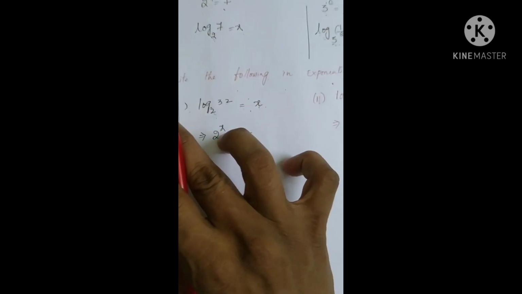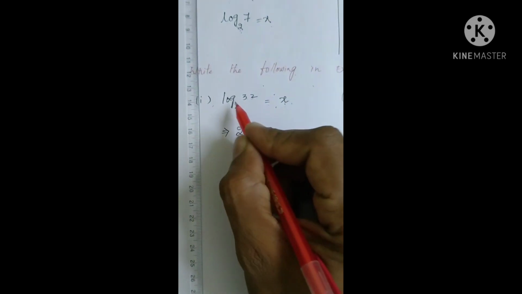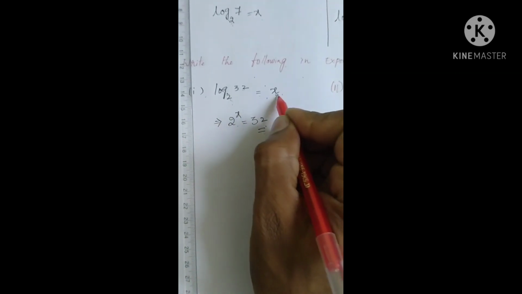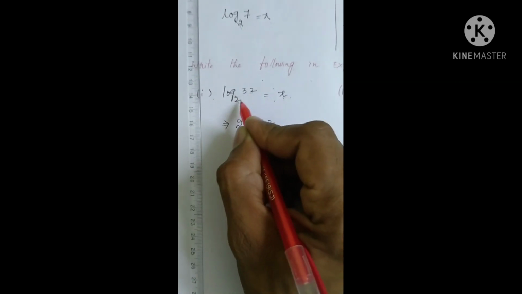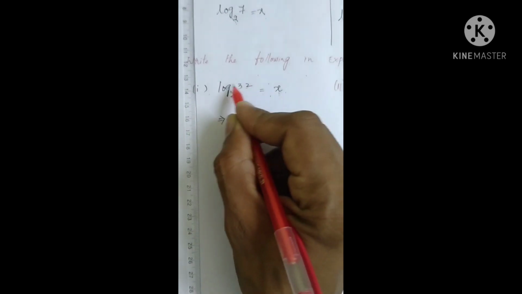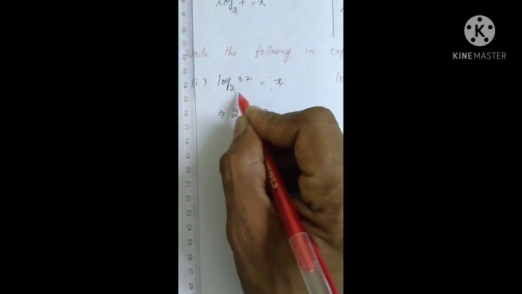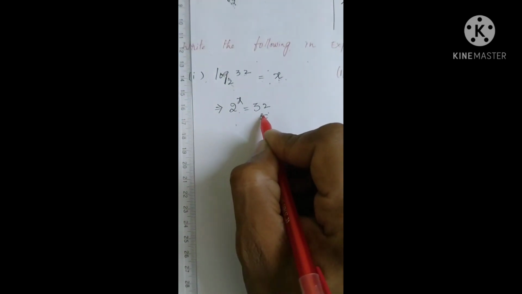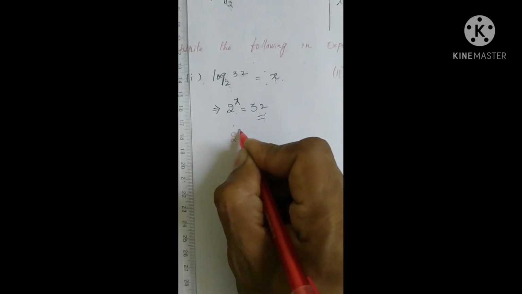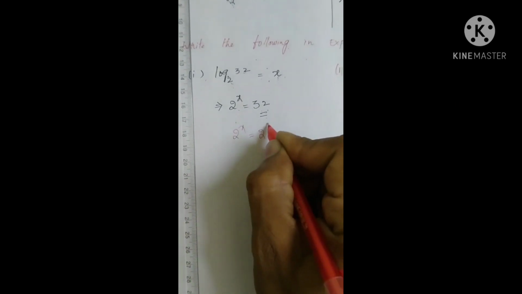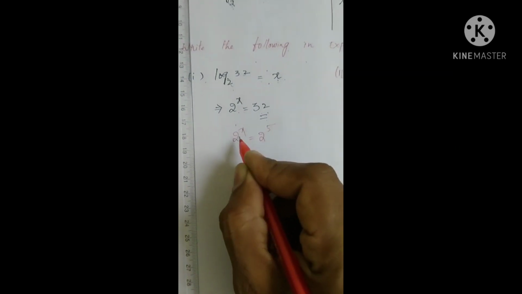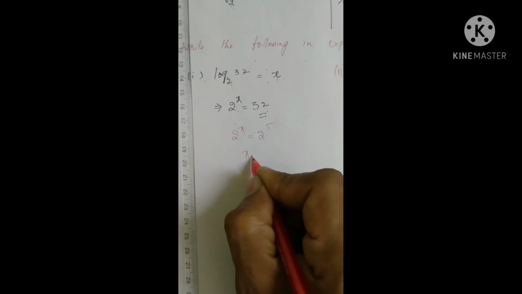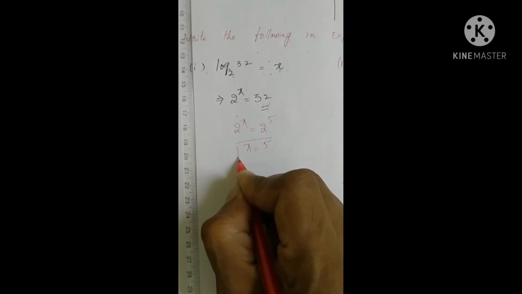So next our question, next do this. Solve log 32 base 2 is equals to x. So exponential form of log 32 base 2 is 2 power x is equals to 32. So that is equals to 2 power x is equals to 2 power 5. So bases are equal. Power should be also equal. So x is equals to 5 is the result.